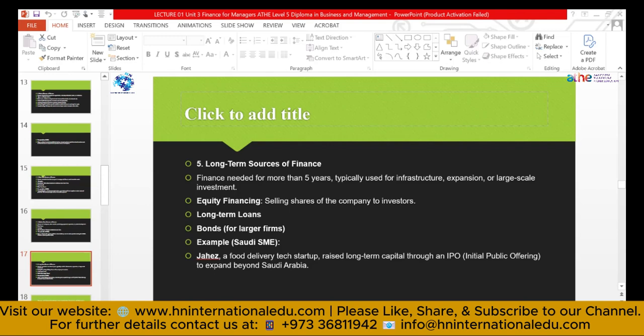Bonds for the larger firms, though it is haram. I never knew about it. We used to buy it as well, but it is considered haram. We cannot buy the bonds.